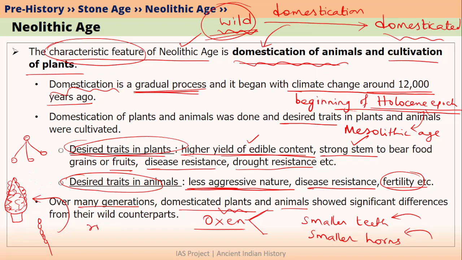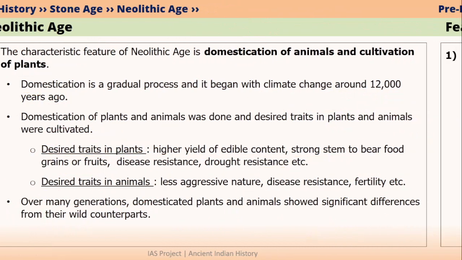Similarly, rice also. Wild rice did not have high yield, but the domesticated species of rice had very high yield. The same applies to other cereals like wheat, barley, ragi, oats, and all others. So this is the advantage of domestication. All these desired traits were now obtained after thousands of years.